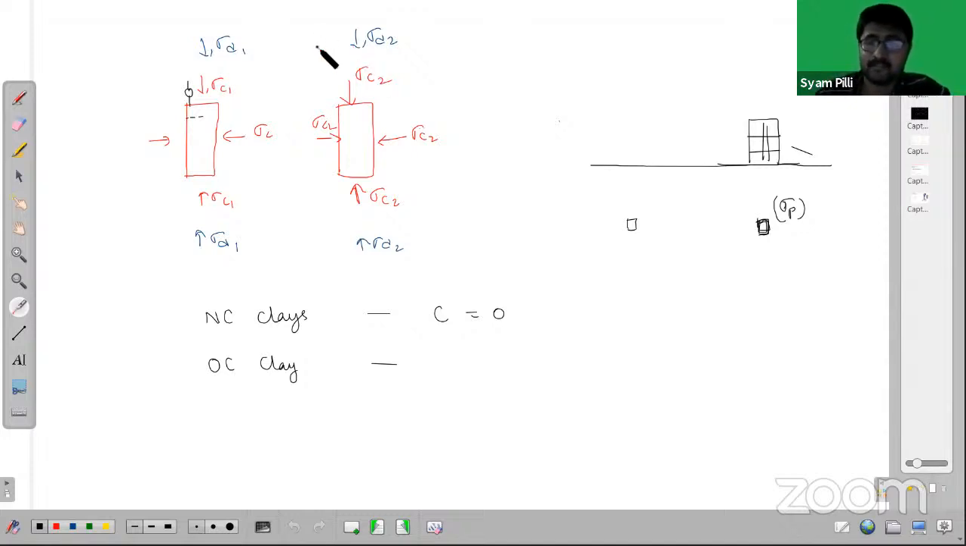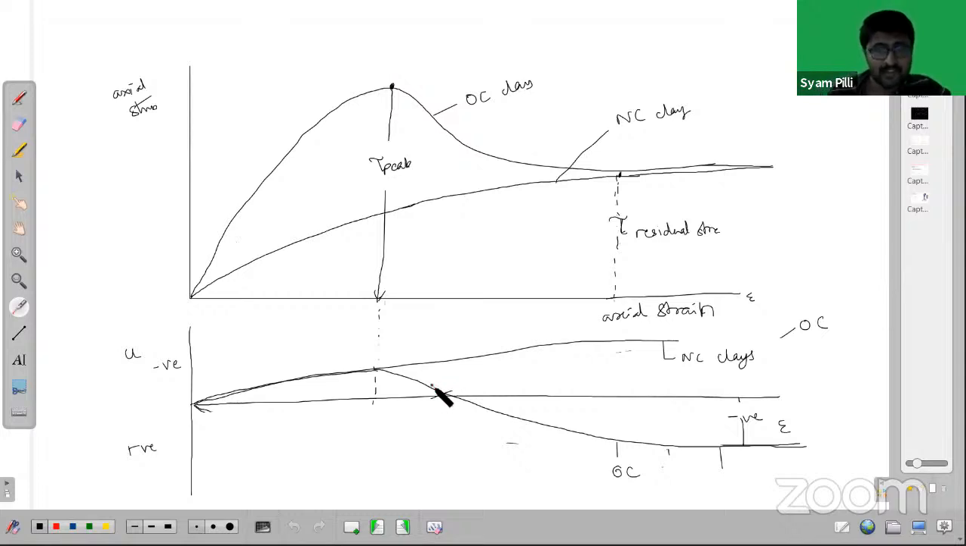So there is a tendency for volume increase, but here we are not allowing the volume to change, right? So what will happen? Water will come in from outside. So that's why negative pore water pressure is getting developed in OC clays, because the tendency is to increase volume, which is not happening, so the pore water pressure becomes negative, right? A question was asked on this same thing last year.